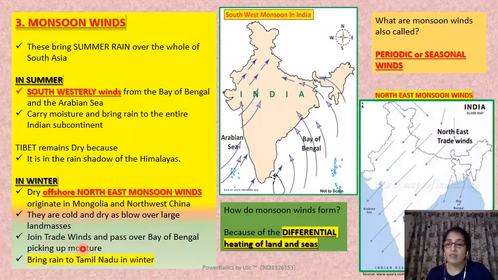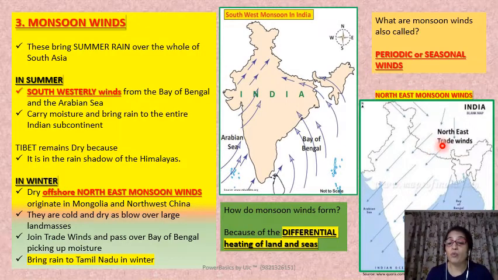They join the trade winds, they pass over the Bay of Bengal, picking up moisture, and then they hit the coast of Tamil Nadu and bring rain to Tamil Nadu. It's called winter rain. So the northeast trade winds come from the top and they are the northeast monsoon winds. They do not have much moisture, they're dry.